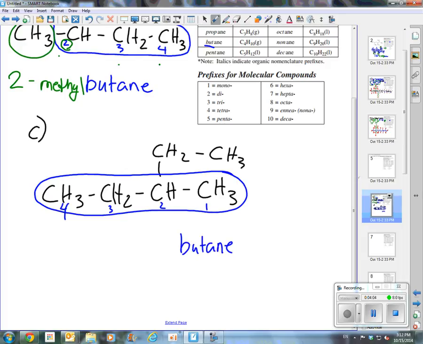Now, my branch has got 2 carbons. Okay, so that's ethyl, because it is a branch. And then I need to tell it that this is on the second carbon, so this is 2-ethylbutane.